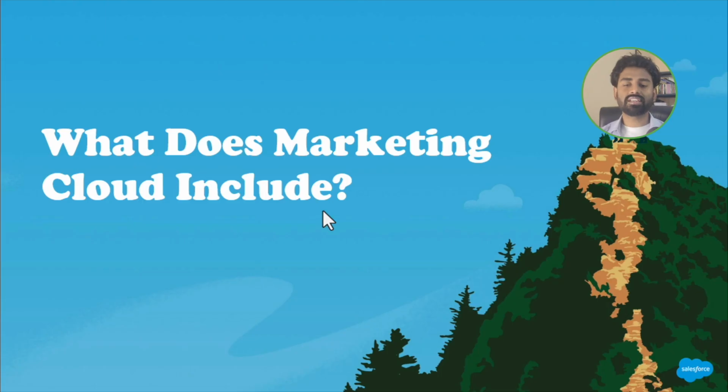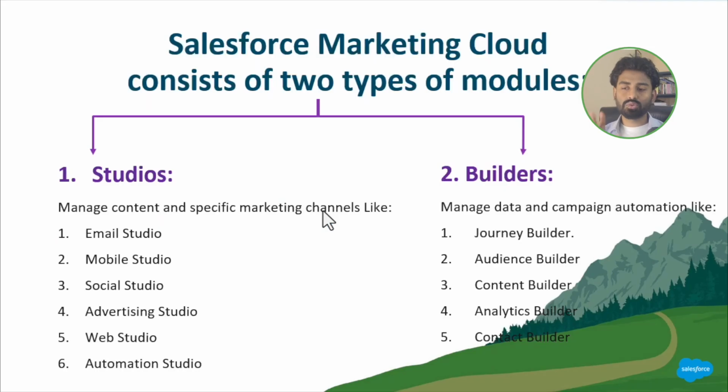So what does Marketing Cloud include? Marketing Cloud includes two types of differentiation, two types of modules. You can see that very clearly. The first one is Studios and the second one is called Builders. So what are the Studios? Studios include Email Studio, Mobile Studio, Social Studio, Advertising Studio, Web Studio, Automation Studio. So let's understand one by one.